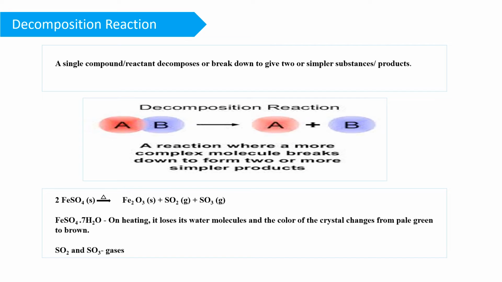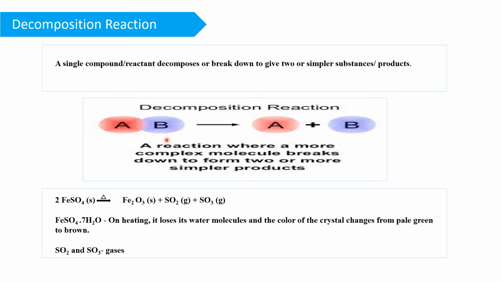Next type we are going to see is decomposition reaction. Decompose means it will split or break down. In the name itself, decomposition means it will decompose or break down. So here, if you see, a single reactant breaks down into two or more simpler products.